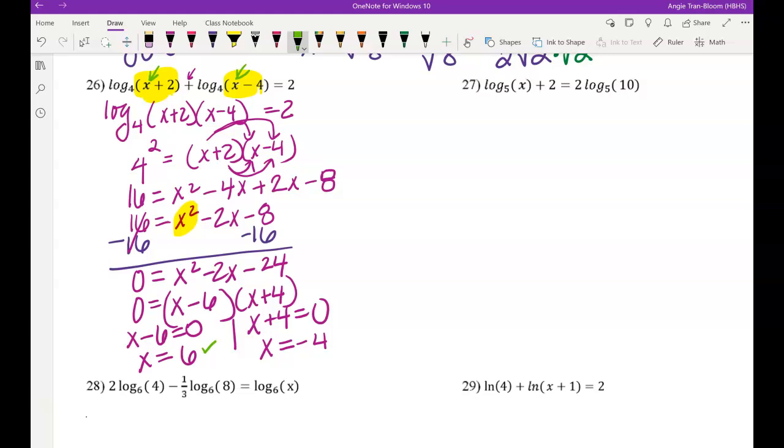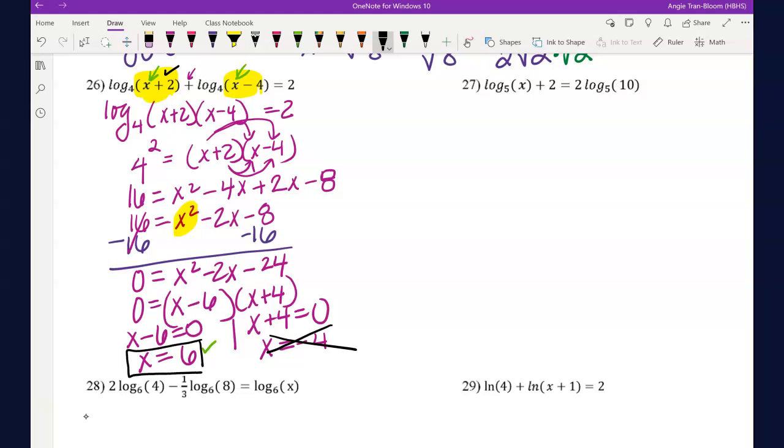Let's check in the negative 4. Negative 4 minus 2, oh no, that doesn't work. If one of them doesn't work, then we can't keep it. So students, we only have one answer, x equals 6.